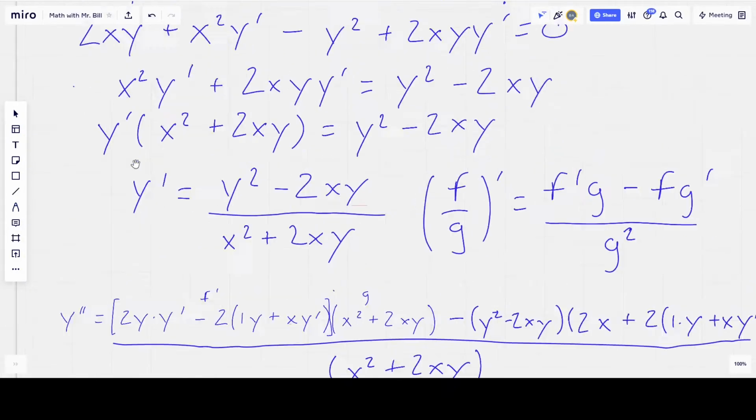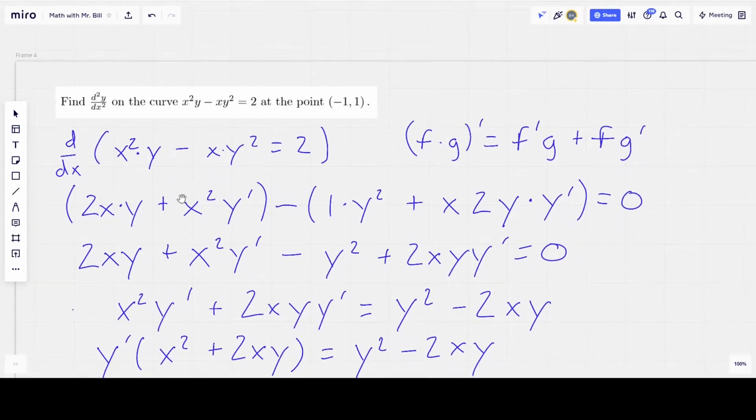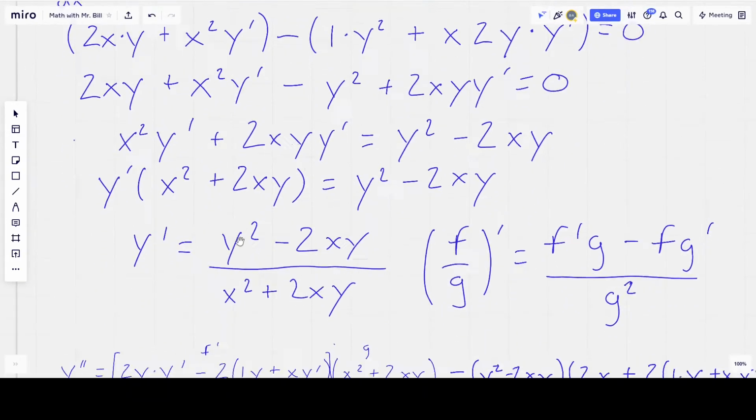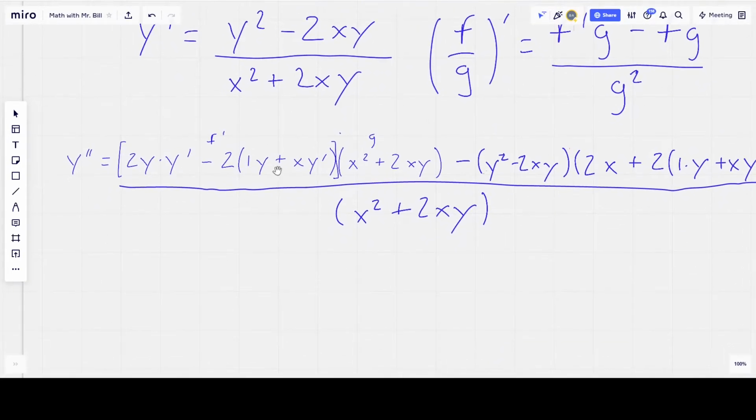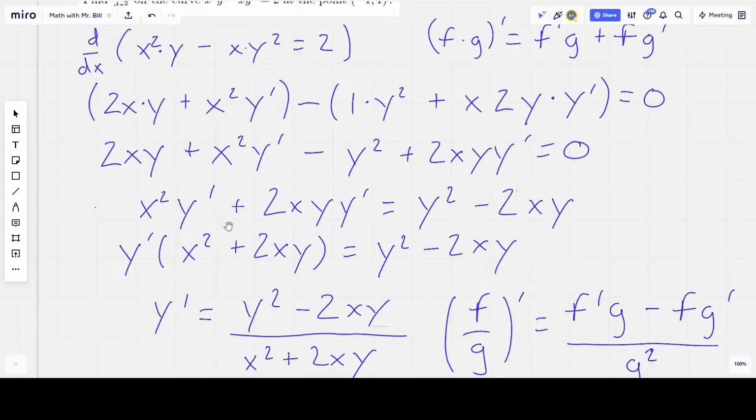Okay, so now we're asked to find this derivative at the point negative 1, 1. So for x's, we're going to plug in negative 1. For y's, we're going to plug in 1. We need to know what to plug in for y prime. So I'm going to take and plug negative 1, 1 in for y prime.